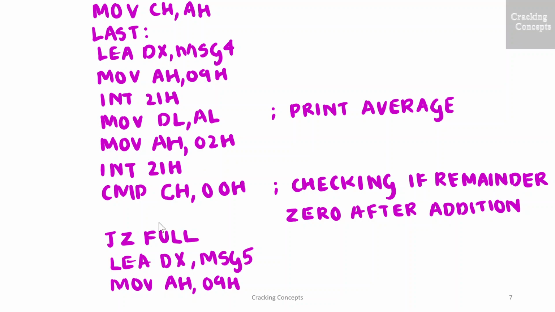Then we compare the value in CH with 00H. CH was where we stored the remainder of division. So if the remainder is 0, it means that the dividend was completely divisible by the divisor. Else, it will leave a remainder. So when I compare the two values, if they are same, that is if the remainder is 0, then the zero flag is set and the control is transferred to the label full. There, we'll exit from the program.